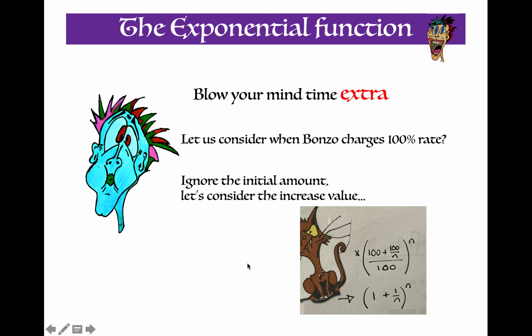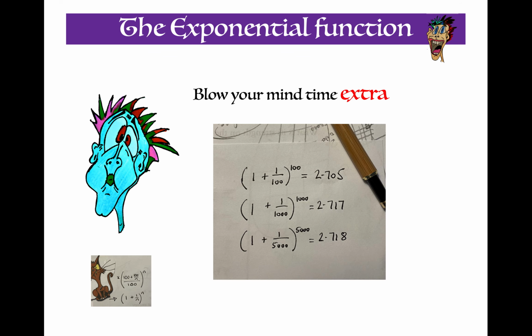So let's try it out. I tried it with 3 values. Here are my 3 values. What happens when n was 100? Well, this became 2.705. When n became 1,000, then the value here was 2.717. And when I put 5,000 into this, I came out with 2.718. And there's something special about that number. You might recognize it, you might have seen it somewhere, but it's something very special.